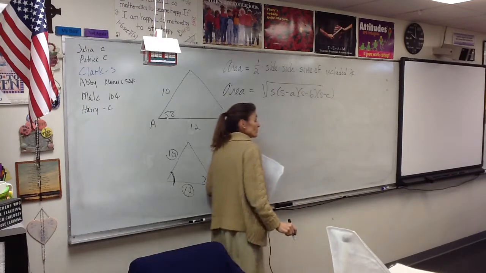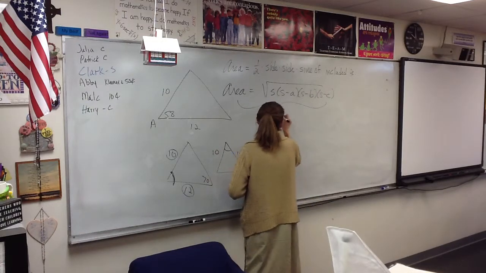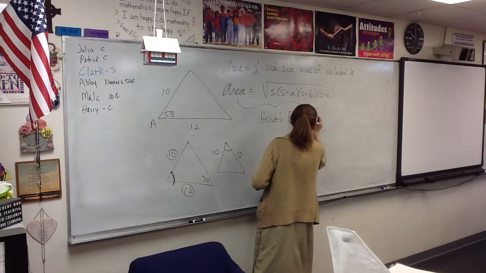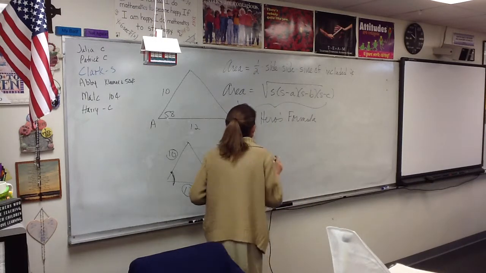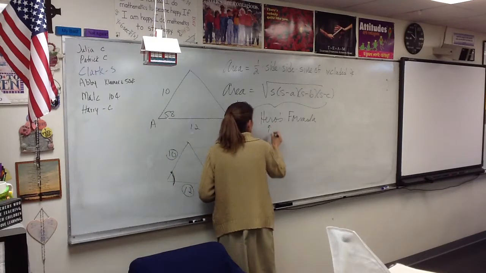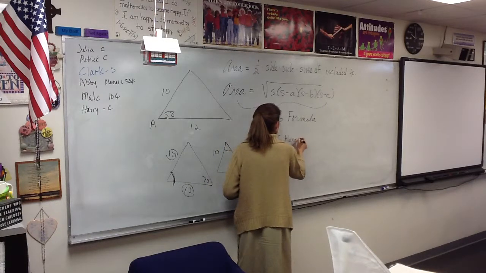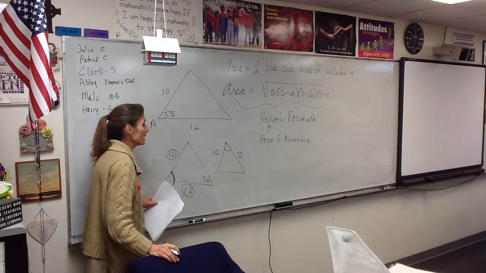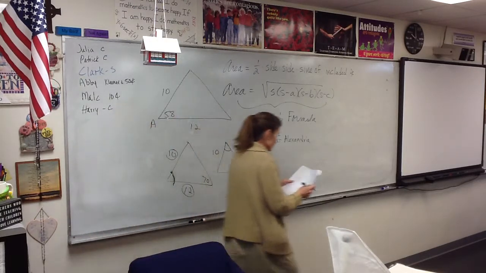Now, I know when you look at that formula, this is called Heron's formula. I used to have such good handwriting, I don't know what happened. Hero was actually Heron of Alexandria. He was one of those famous mathematician types. It looks really complicated, but it is super simple to use.